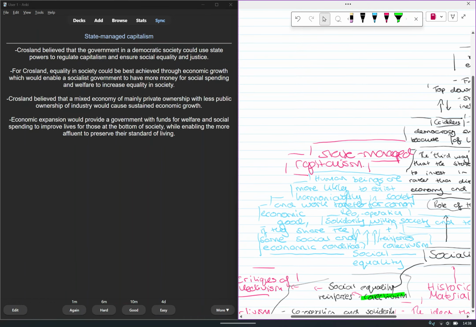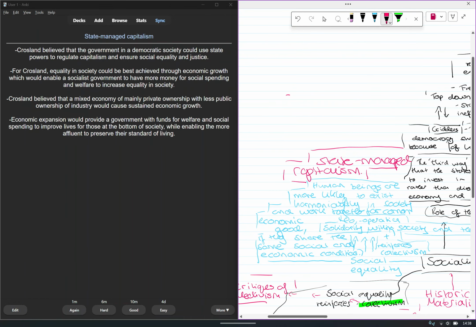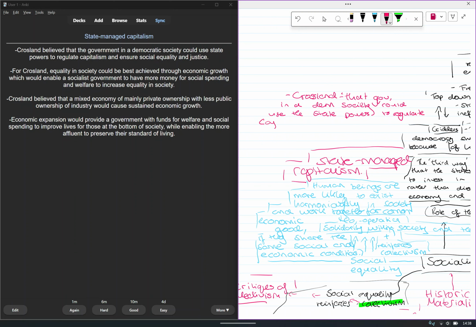So, let's go over here. Key thinker, Crosland. What did he believe? So he believed that government in a democratic society could use the state powers to regulate capitalism. This is more along the lines of the Keynesian approach, using the state to intervene in the economy.